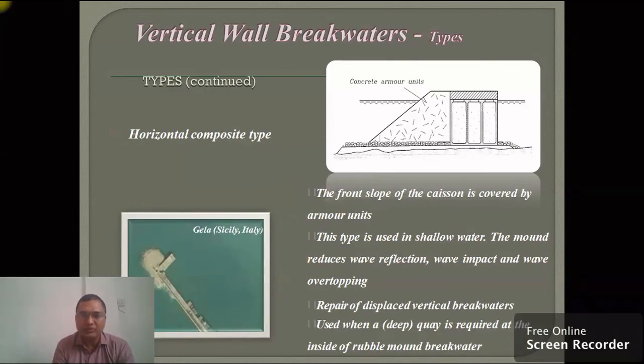Now the horizontal composite type, which is one of the types of vertical breakwater, in which concrete armor units at the upstream side protect the structure, and the front slope of the caisson is covered by armor units. This type is used in shallow water, for repair of displaced vertical breakwater, and also when a deep quay is required inside of a rubble mound breakwater.